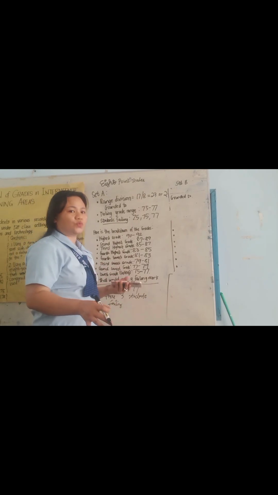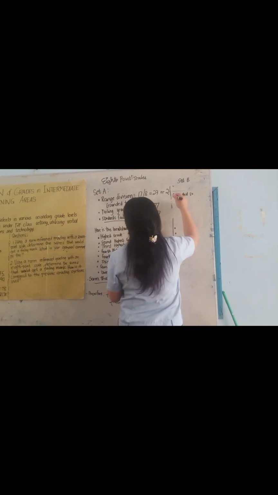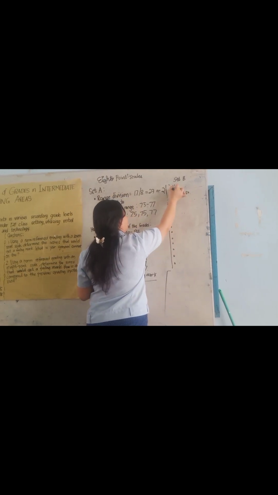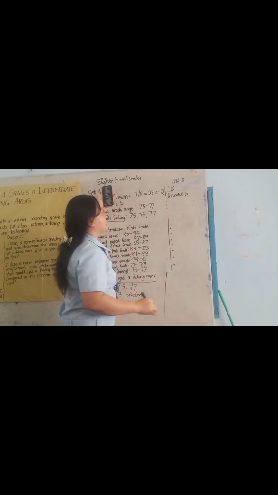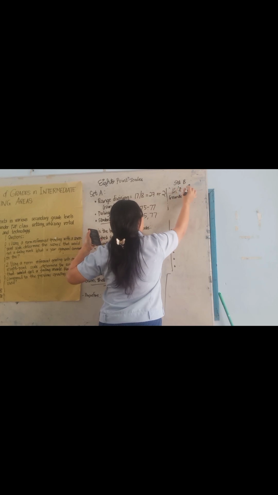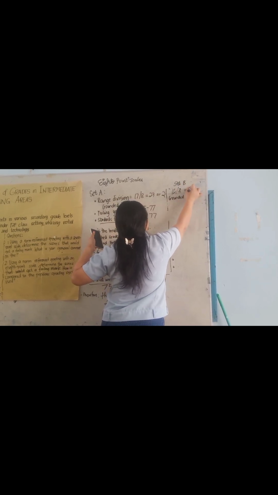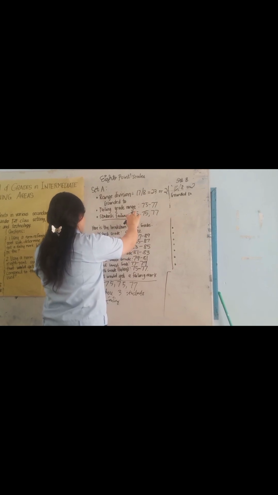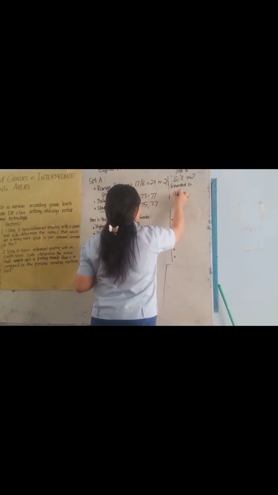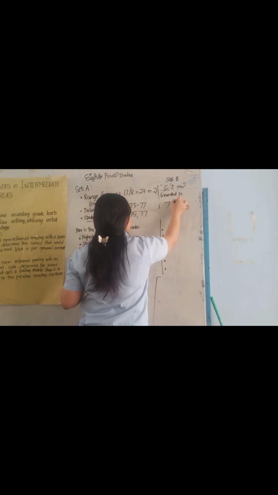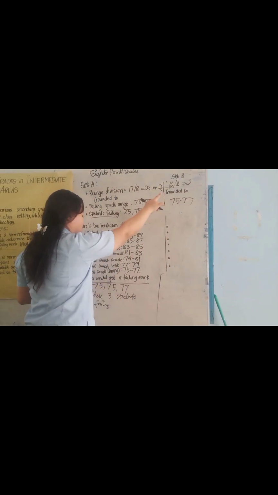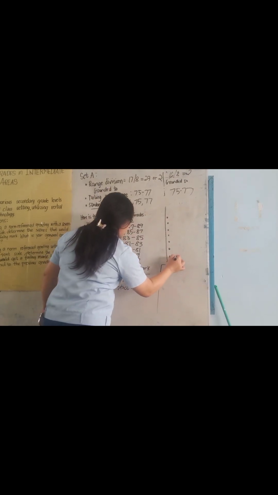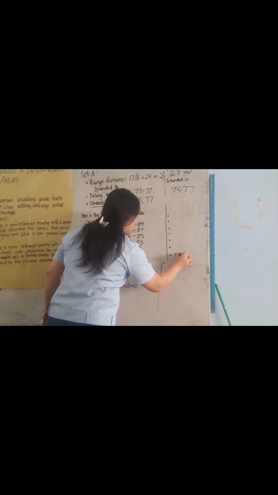Since we already know earlier that the range for set B is 16, for the application of the 8-point scale, we're going to divide it by 8. It will result to 2. So the failing grade range will be the same, 75 to 77. Since it is 2, we're going to add it from the lowest grade. 75 plus 2 is equal to 77.